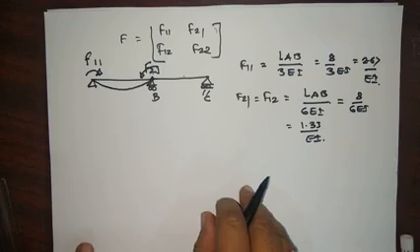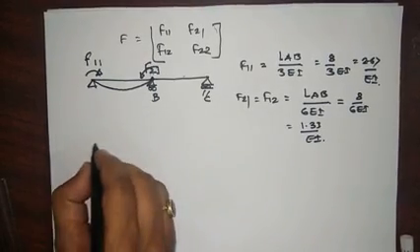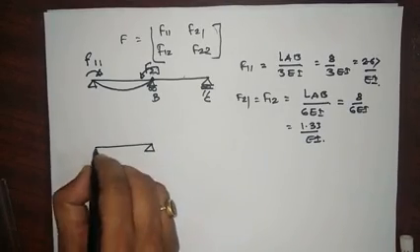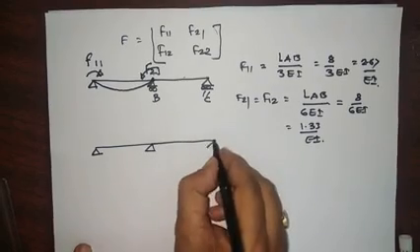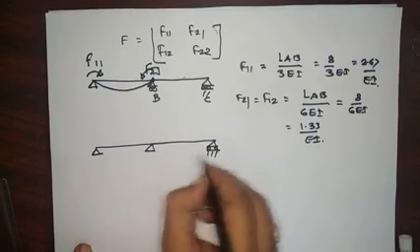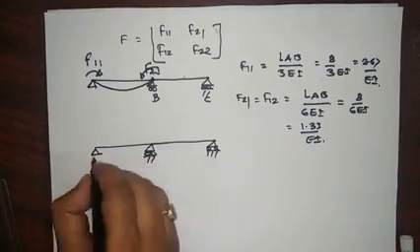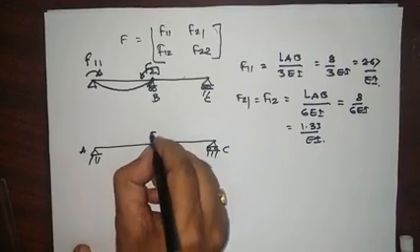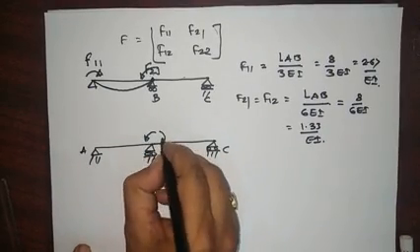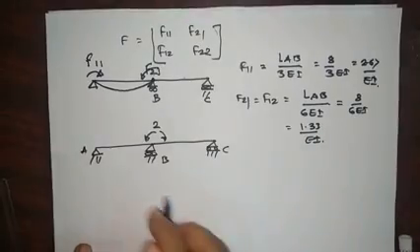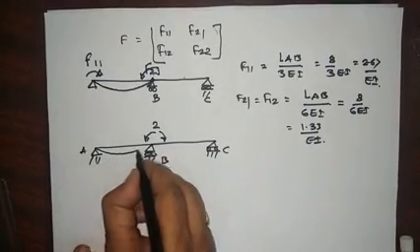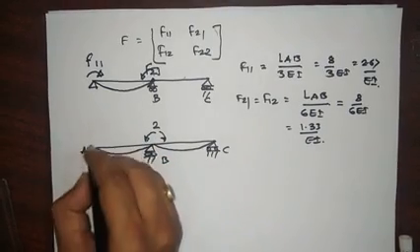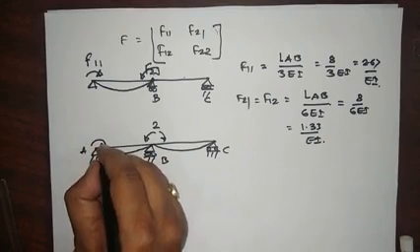Now next we will apply the rotation at coordinate 2. Again, this is our beam A, this is B and C. So apply your rotation at 2. This is produced like this, and this will produce rotation at 1 like this.